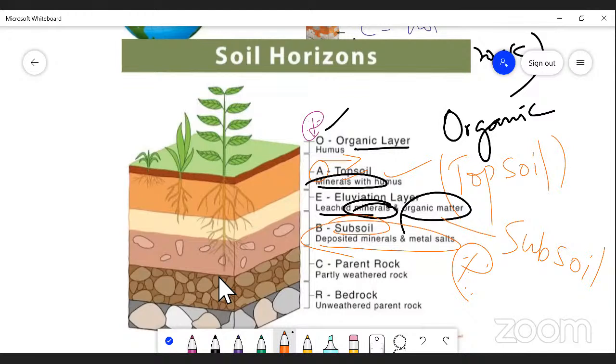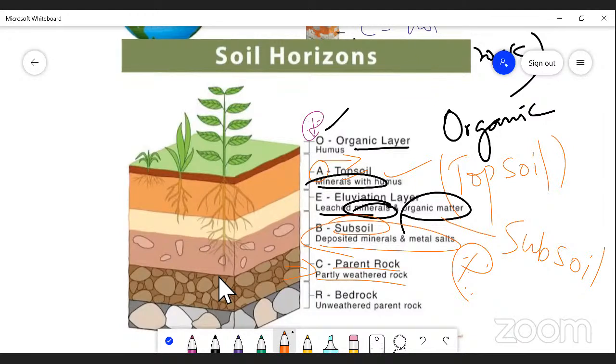Followed by the next layer, the parent rock, which is nothing but partially weathered rock. I mean, fragments of rocks are present in the region, right? So that is called parent rock, or simply partially weathered rock. That means the soil formation starts from this region, from the bigger fragments of rock. So that is known as partially weathered rock or parent rock, right?